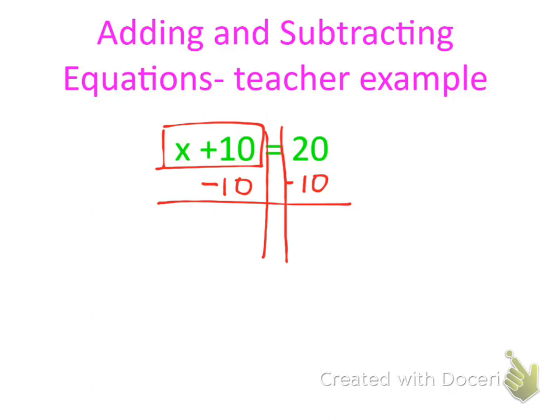So if I have 10 and I take away 10, what's left? 0. This x I didn't touch. So what I have left is x plus 0 on that side, right? Yes? Okay. And then if I have 20, take away 10, what's left? 10.